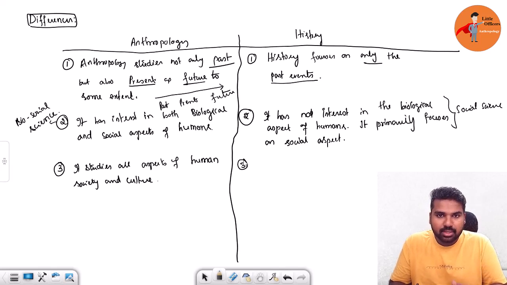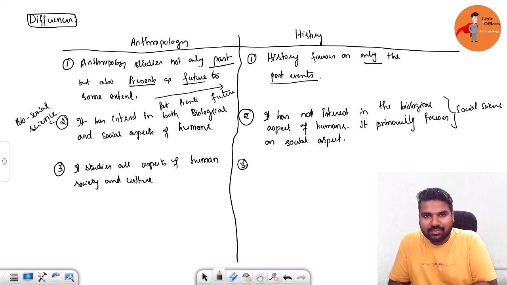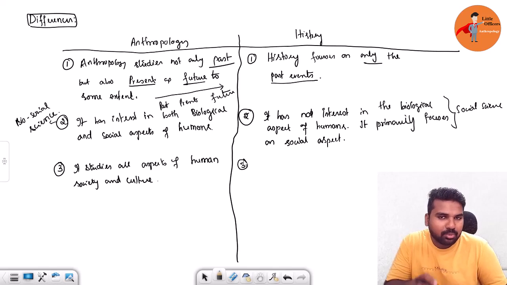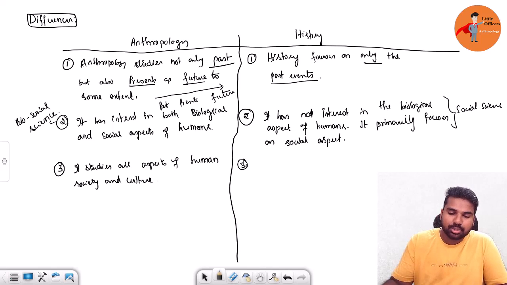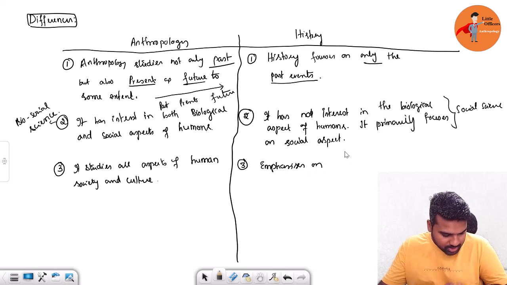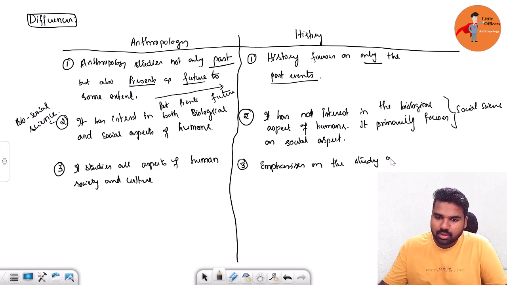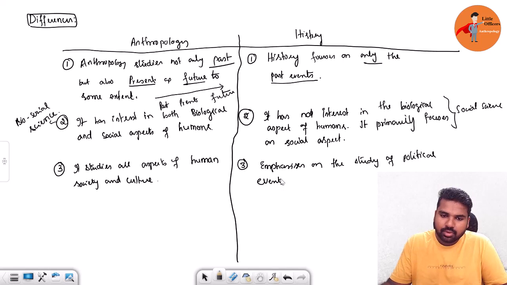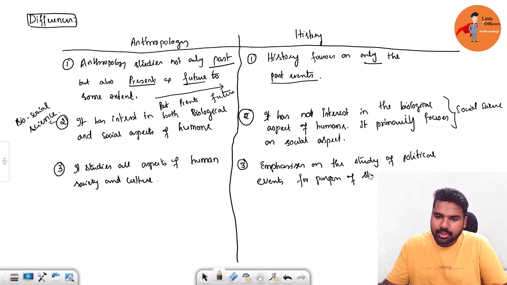Even in modern history also we see who was ruling, what is the chronological event that was happening. So a great amount of time has been emphasized on the political chronology in history. So please write a point, write it down. It emphasizes the study of political events for the purpose of studying society and culture.